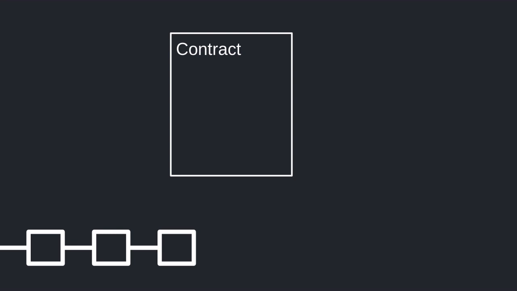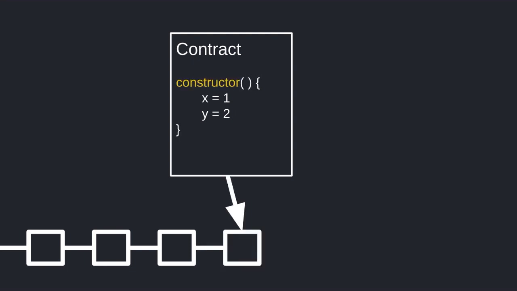Inside the smart contract, you can set state variables to a certain value when a contract is created using a special function called a constructor. In this video, we're going to go over the basic syntax for writing constructors. So first, what is a constructor? A constructor is an optional function that is executed only once before a contract is created.